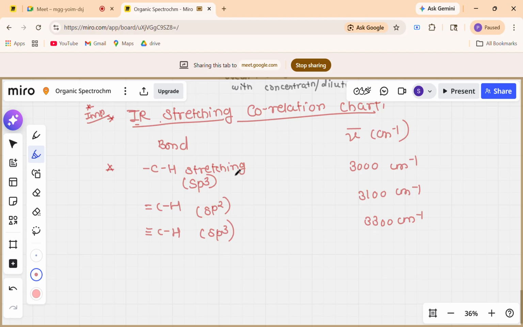So just remember that even if you give the topic as organic spectroscopy or others in your interview, they can just ask this basic question. As you know, considering the CH bond, the sp2 hybridized CH bond and sp3 hybridized CH bond, how is it affecting your stretching frequency?